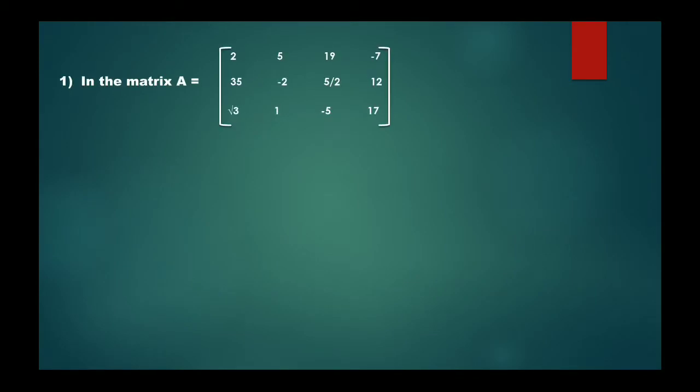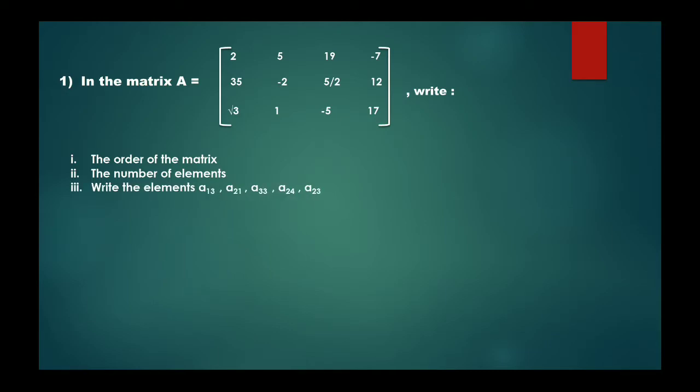So we have the matrix 2, 5, 19, minus 7; 35, minus 2, 5 by 2, 12; root 3, 1, minus 5 and 17. This is a 3 cross 4 matrix. The question says first write the order of the matrix. Next, the number of elements, and write the elements A13, A21, A33, A24 and A23.